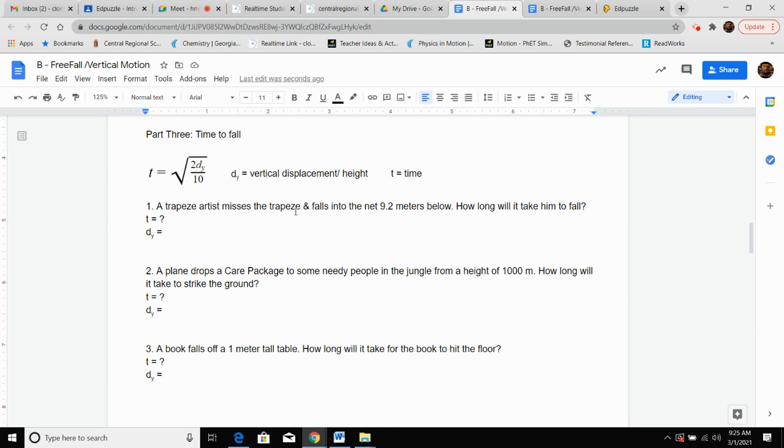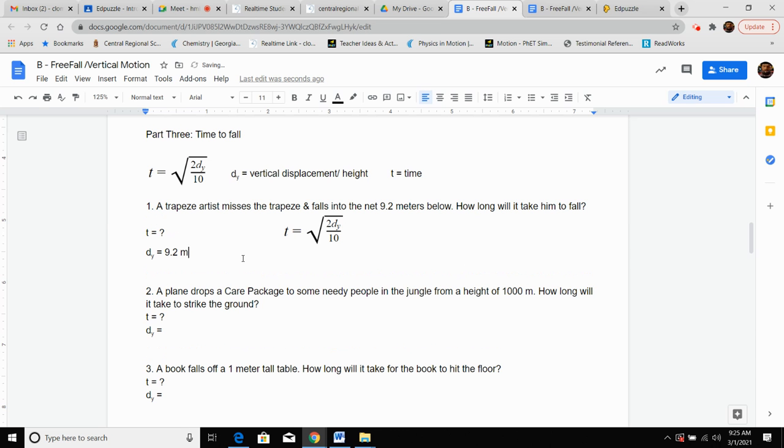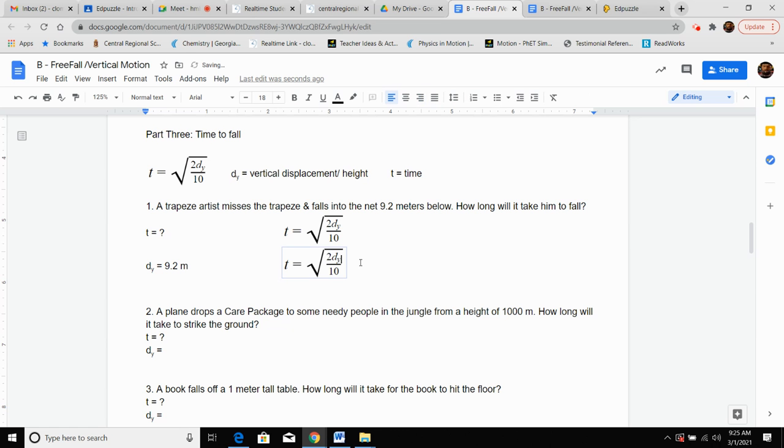A trapeze artist misses the trapeze and falls into the net that is 9.2 meters below. How long is it going to take him to fall, or how much time? This is the equation that we're going to use. I'm going to just copy this piece, scoot over here, and edit this. So it would be 2 times 9.2 divided by 10 and then square root.